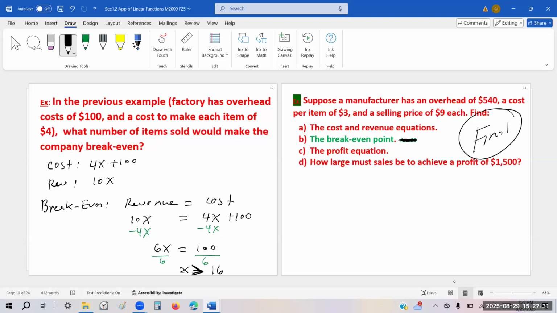No problem. Ready, guys? Any volunteer? Volunteer for A, at least for A. First, C of X is what? 3X plus 540. Good. Revenue is R of X, 9X. So A is complete. Would you like to keep going to B or someone else?